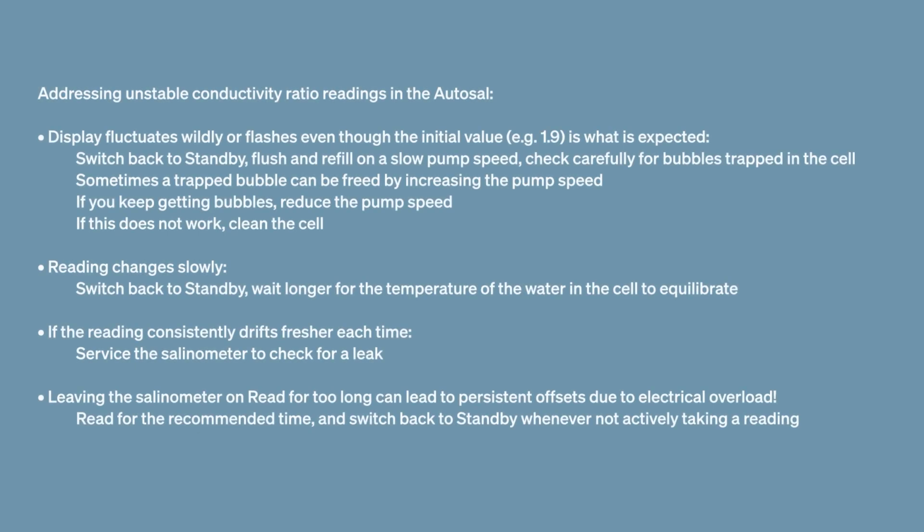If you notice the number is fluctuating wildly or very far off the number you expect, the first thing to check is whether there is a bubble in the cell. If so, switch back to standby, flush and refill the cell, wait, and switch back to read again. If this keeps happening, you need to clean the conductivity cell. On the other hand, if the reading is changing more slowly, that may indicate the temperature of the water in the cell is still adjusting. In that case, you should again switch back to standby and wait for it to equilibrate better before switching back to read. If the reading is consistently drifting fresher over time, you may have a leak and should service the instrument.